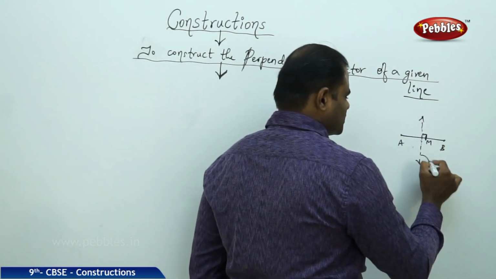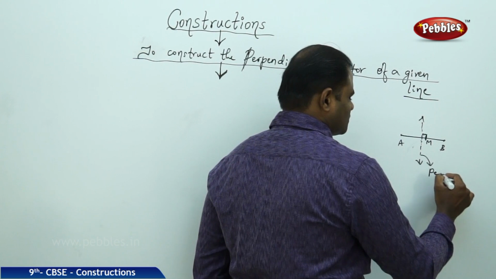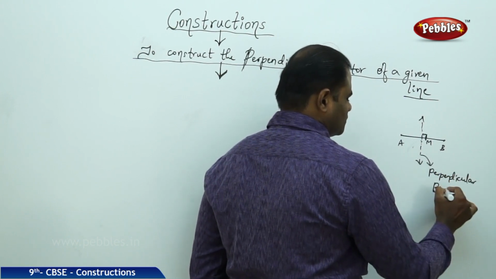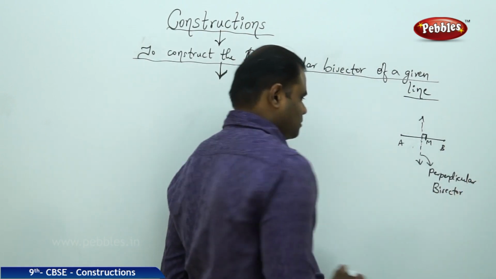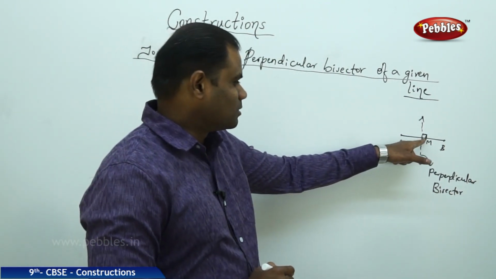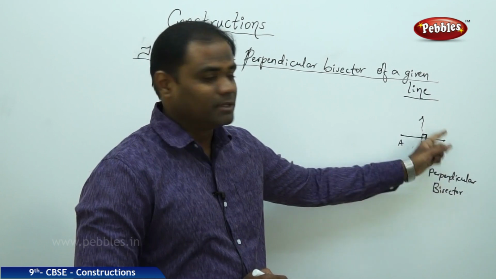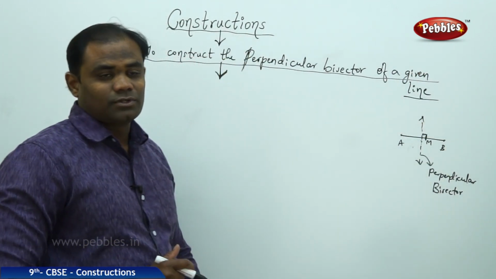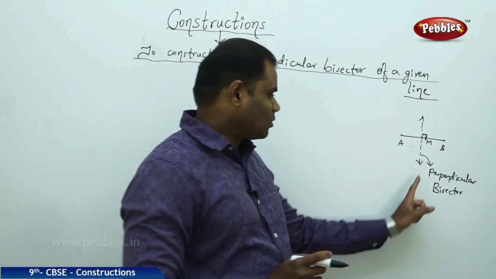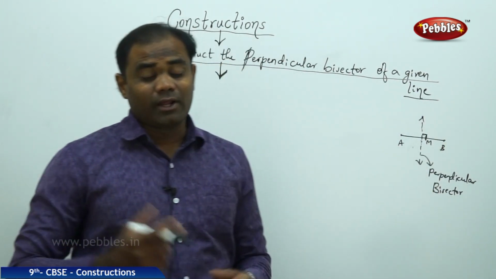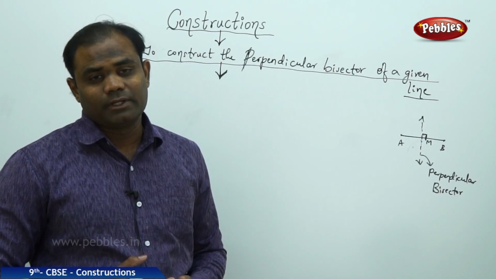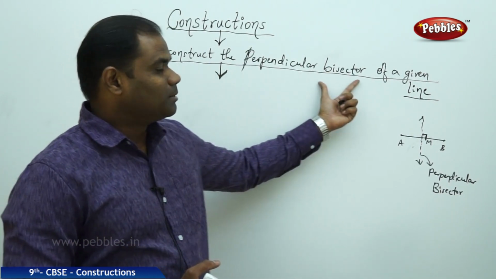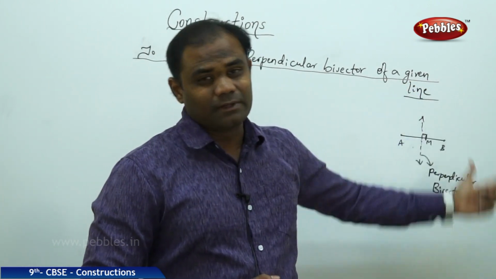So this line is referred to as the perpendicular bisector because this line passes through the middle point M of the line AB and this is perpendicular to the line AB. So let's see how perfectly we can draw this kind of line for any line AB given out there. This session is about construction of the perpendicular bisector of a given line.